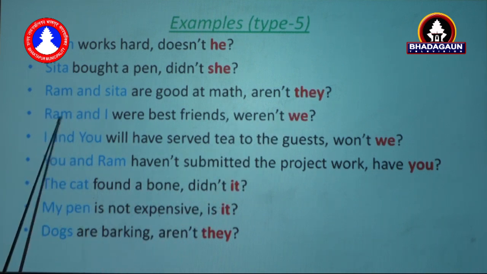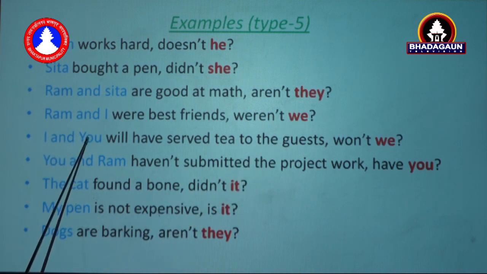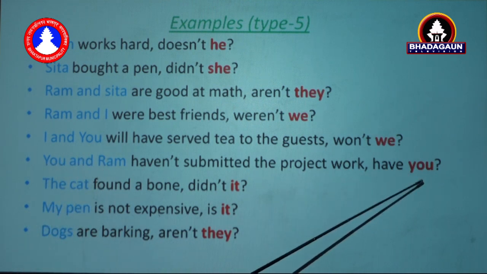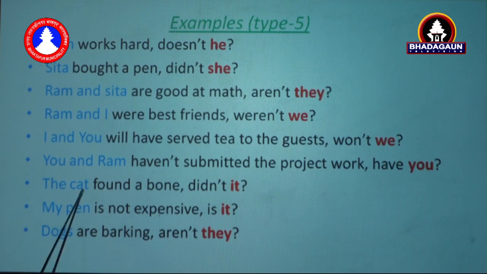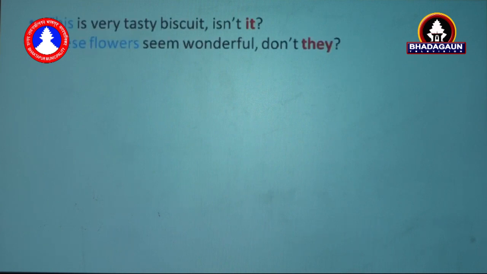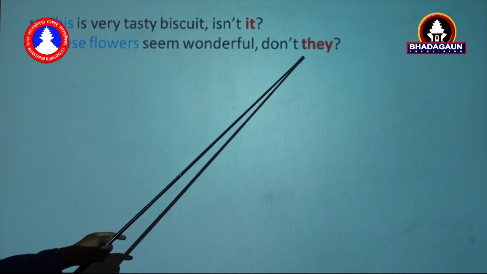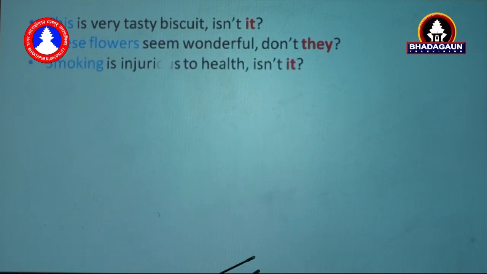Ram and I, meaning the two of us, we. I and you, you and I together, again we. You and Ram, again you. The cat, animal, singular, it. My pen, thing, singular, it. Dogs, animal, plural, they. So we use it in such a way. This is very tasty, this changes into it. These flowers, plural, these changes into they, because only pronouns are used in the tag.